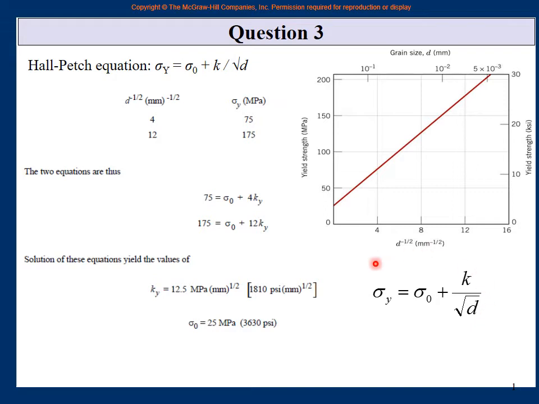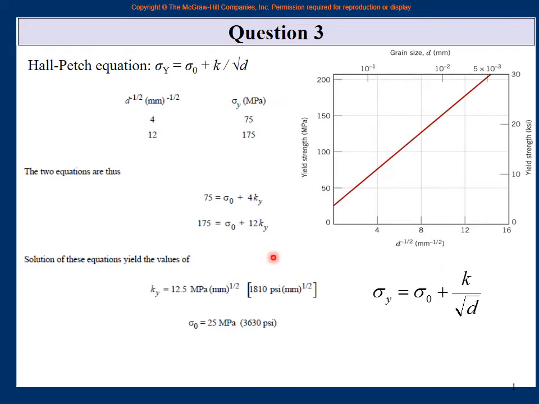So take the equation and put the values, this first value of 4 and 75. Sigma y, the yield stress, is 75, sigma naught plus k upon root d, and 1 upon root d is d raised to minus half. So 75 is equal to sigma naught plus 4 ky, since 1 upon root d is 4. This is the equation for the point 4.